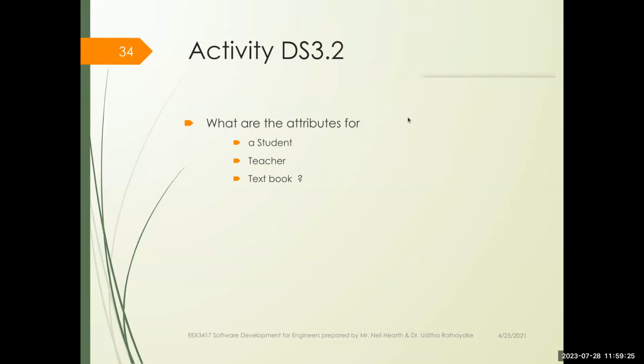Textbook attributes are title, number of pages, number of sessions. In Open University, textbook attributes are number of sessions, number of pages, course code, author, published date. Yes. Okay.